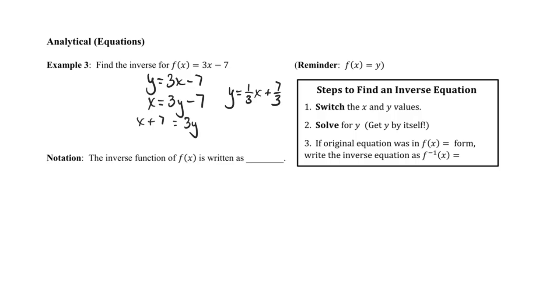So we could rewrite this as f negative, that's how we show inverse, that little -1 up there, of x equals 1/3 x plus 7/3. Okay? If our inverse is a function, then we're going to rewrite it like this.